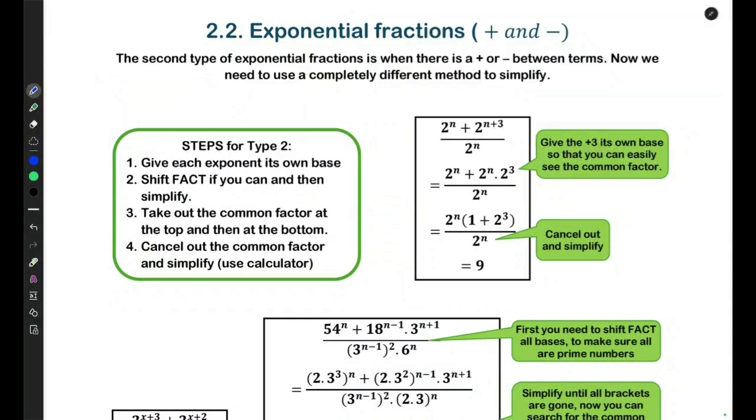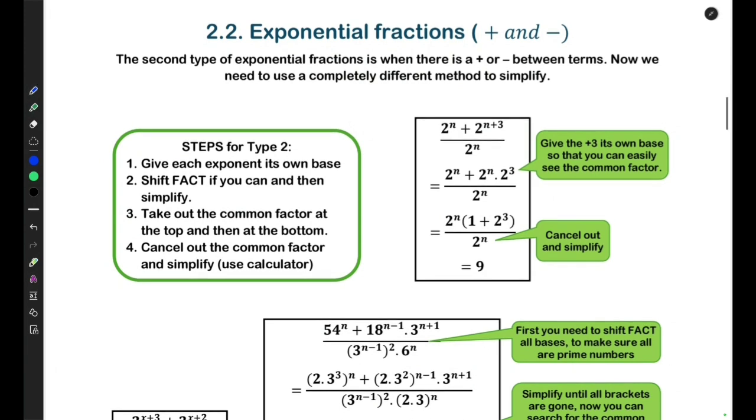So this time we are going to give each exponent its own base. What I mean is, there's a plus 3 exponent, but it's connected to the n, which has a base of 2. So I am going to split that and give it its own base. Every exponent needs its own base.